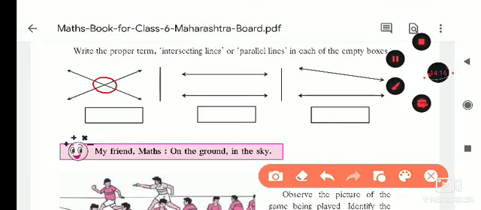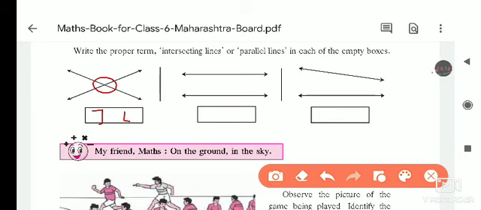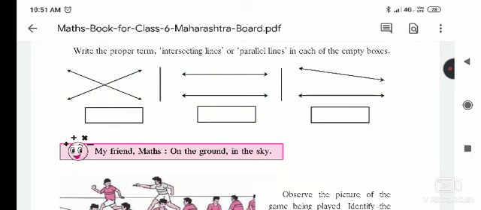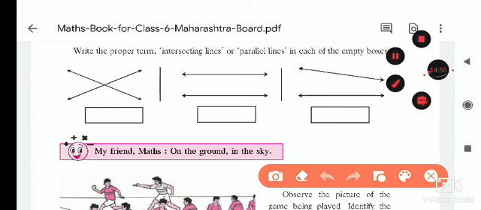These are intersecting lines. So these are intersecting. If we extend both lines in both directions, we can increase them, but you see that however much you extend them, they do not intersect each other. So these are called parallel lines.